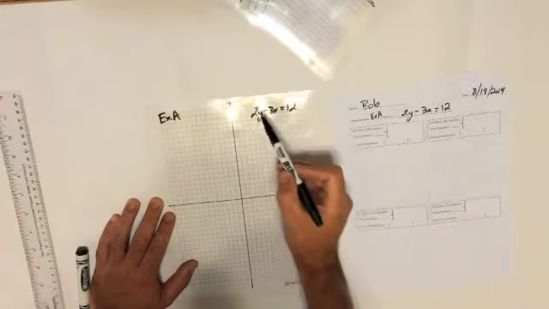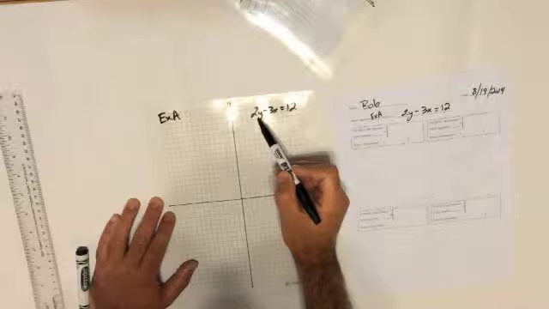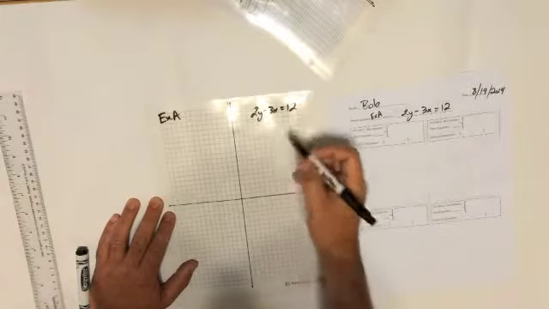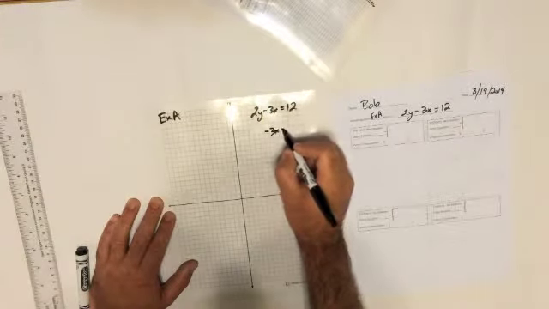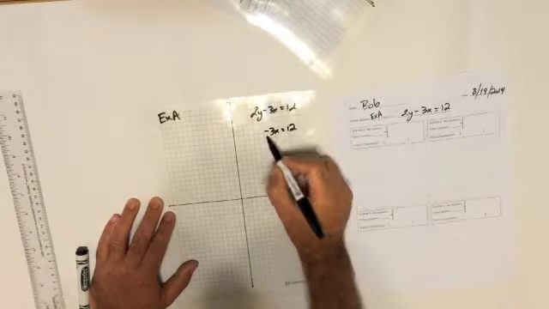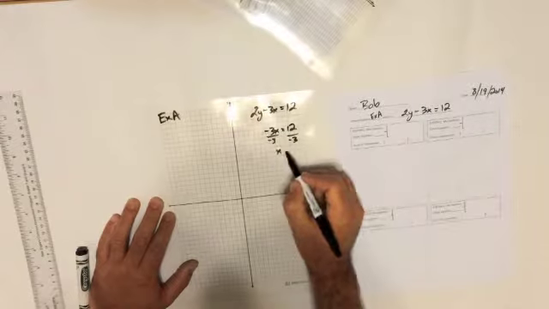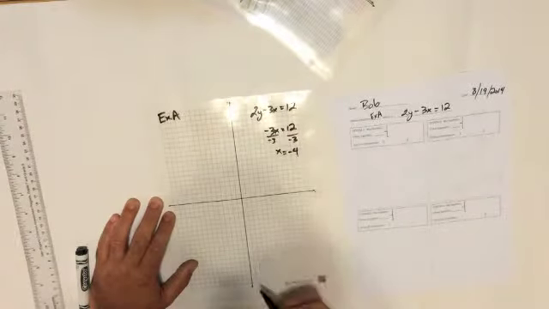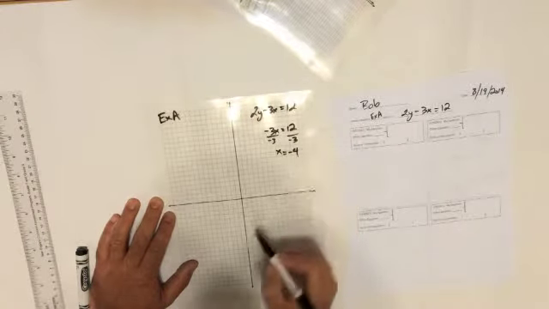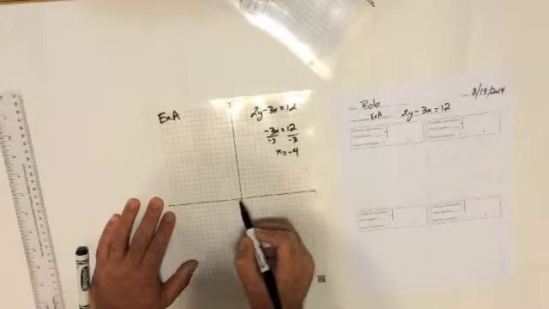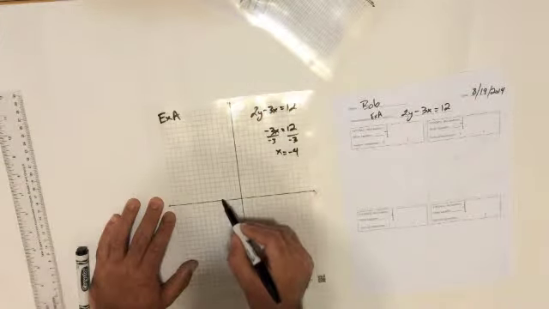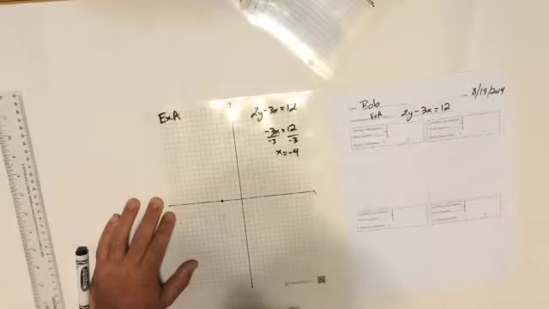Well, if I made y 0, right? If I made y 0, this term would go away. I'd end up with negative 3x equals 12. I could divide by negative 3. And then I'd get x equals negative 4. So I know one point on my line is going to be y equals 0 and x equals negative 4. 1, 2, 3, 4. So that's going to be one point on my line.